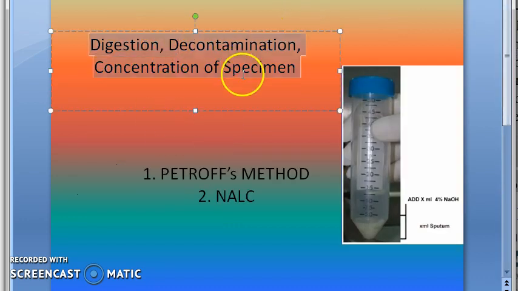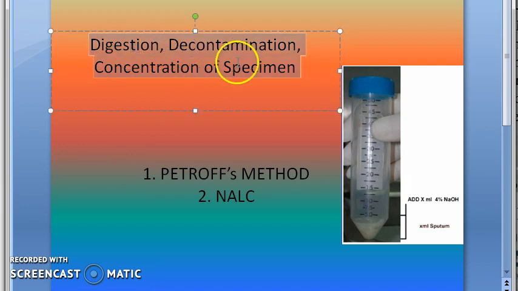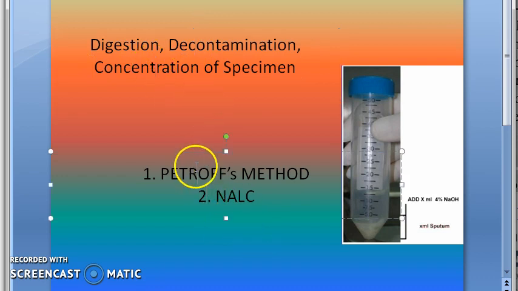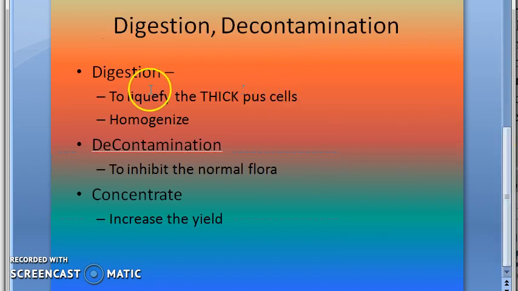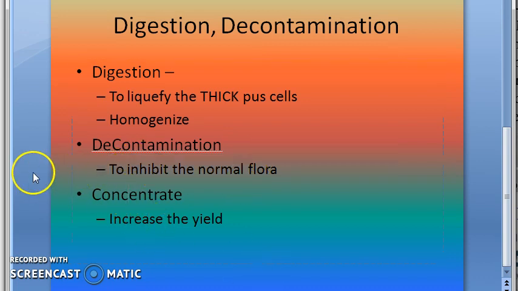The whole idea of this video is to understand how you will process the specimen. The first thing you will do is digest, decontaminate, concentrate it. There are two methods available: Petroff method, NALC method. We will come to the details of that. First, understand why digestion is done. Digestion is to liquefy the thick pus cells and homogenize it. Decontamination is to inhibit the normal flora. Concentration is to increase the yield. Perfect. Now let's move on.